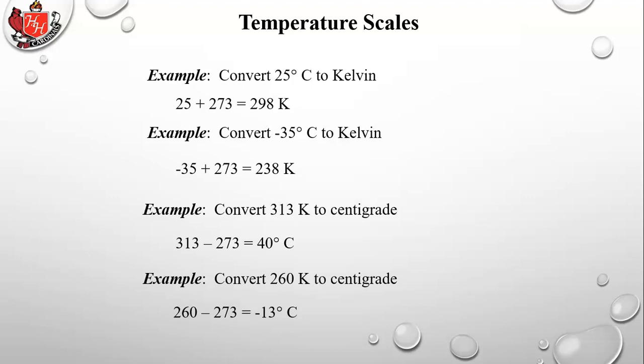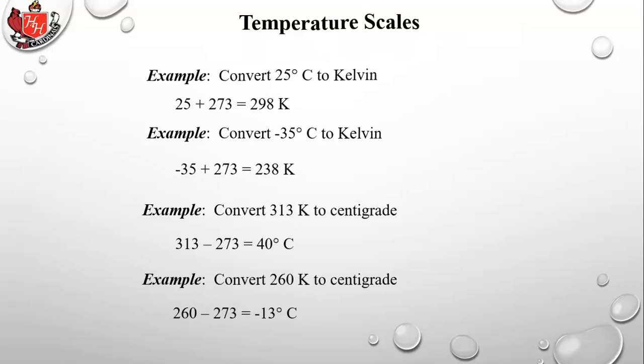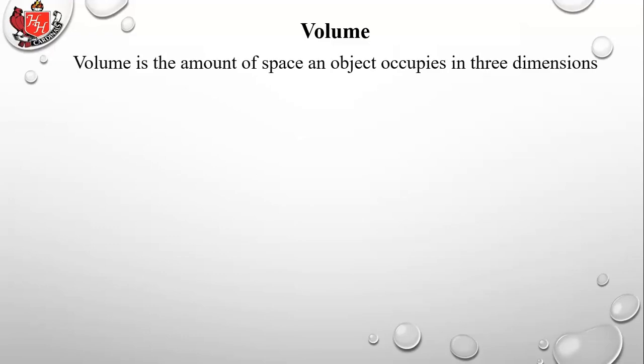Just remember there are no negative numbers on the Kelvin scale, and the number on the Kelvin scale is always going to be bigger than the number on the centigrade scale in case you start to get confused. Volume is the amount of space an object occupies in 3 dimensions.